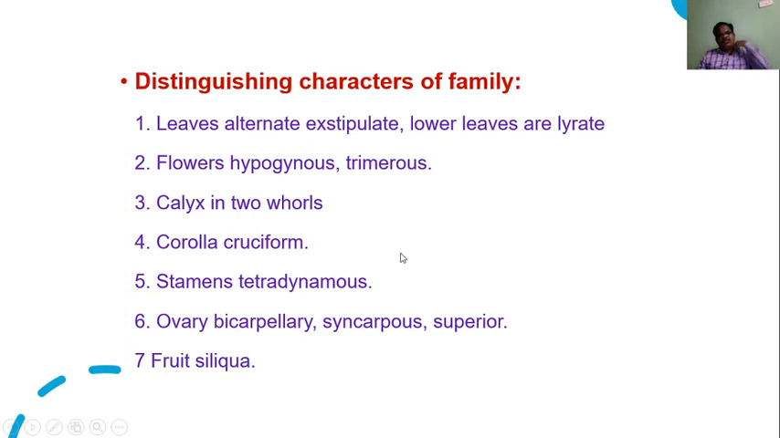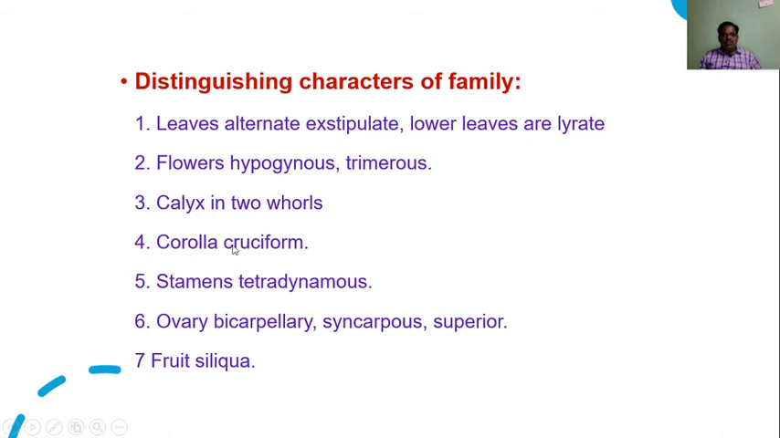Then the typical characters of this family. Leaves are alternate, exstipulate, and lower leaves are lyrate, or we can say they are dissected. The ovary is superior, so the flower is hypogynous, and they have 4 petals, so they are tetramerous. Then the calyx is in 2 whorls. What does that mean? 2 sepals are on opposite sides and 2 are crossing to them, so the corolla looks like a cross.